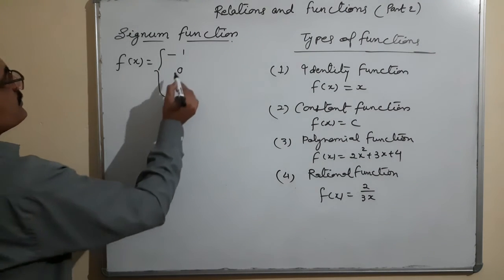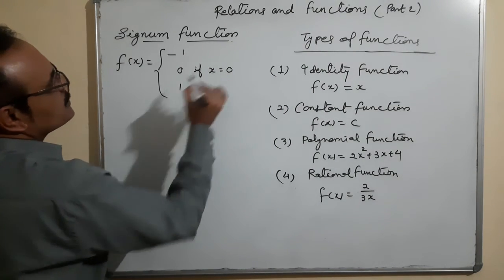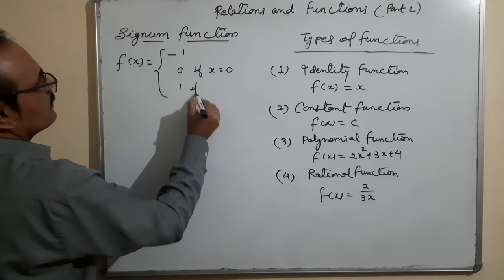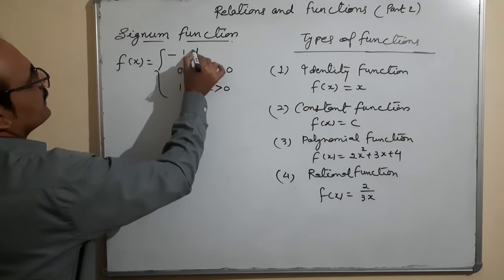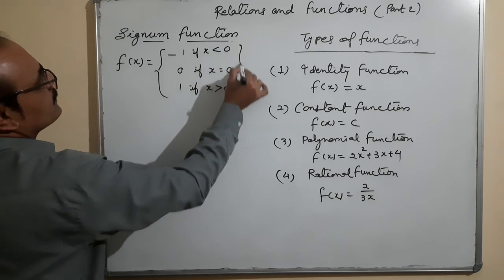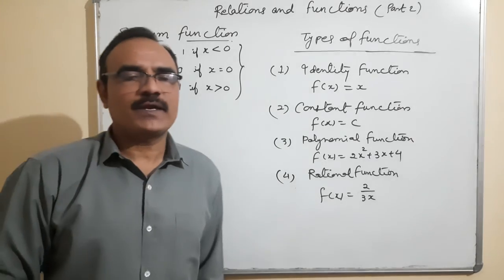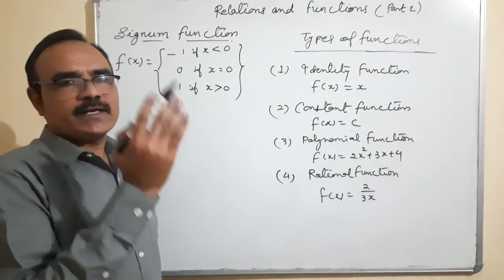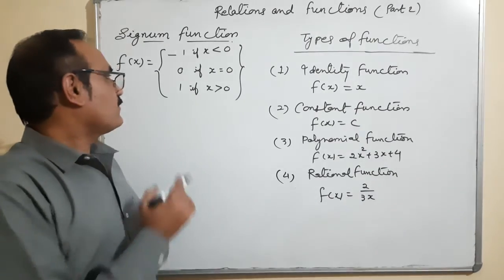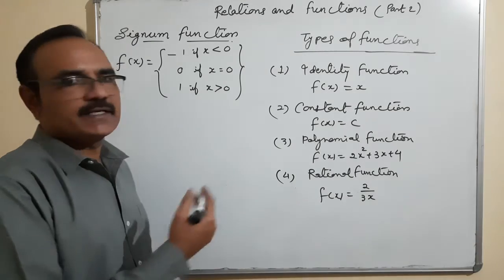0 if x is equal to 0, 1 if x is greater than 0, and minus 1 if x is less than 0. This is called the signum function. What is the signum function? f of x is equal to minus 1 if x is less than 0, f of x is equal to 0 if x is equal to 0, and plus 1 if x is greater than 0.